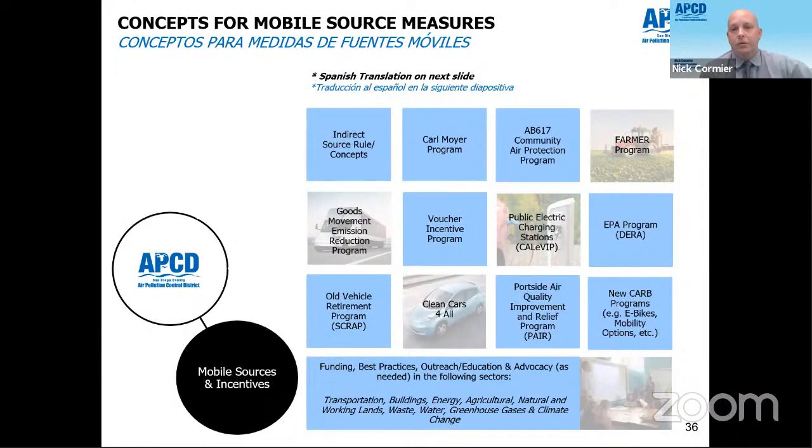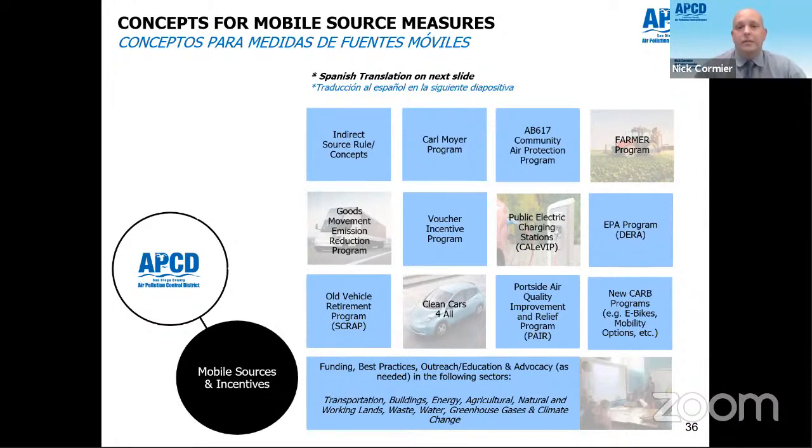We're also likely to include a more substantive update on APCD's regional incentive programs, which include but are not limited to our Carl Moyer and Community Air Protection Program, our Farmer Program, and our Goods Movement Emission Reduction Program, which together comprise our Clean Air for All grant campaign.